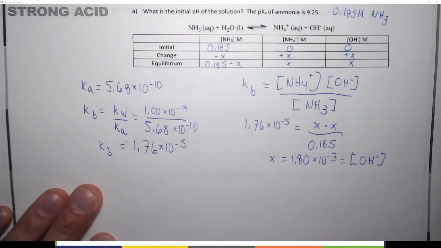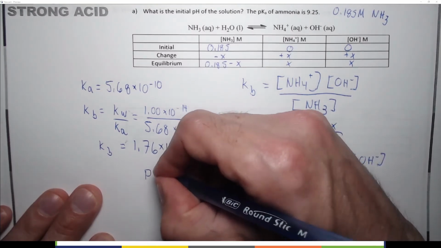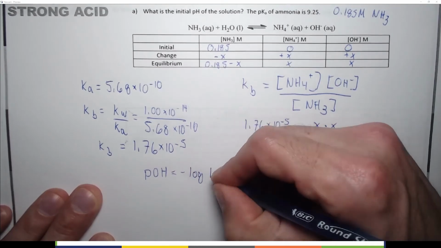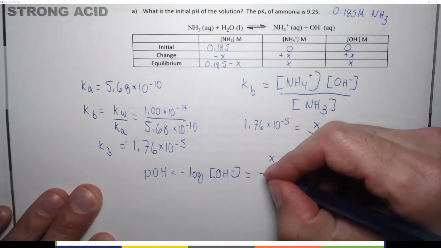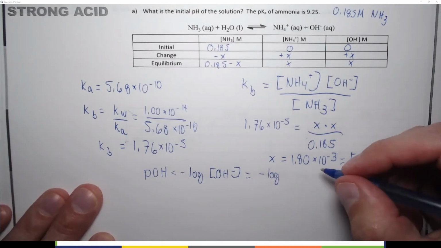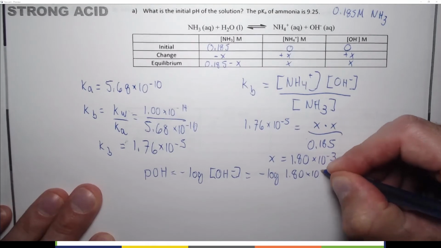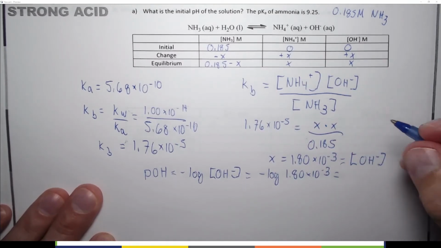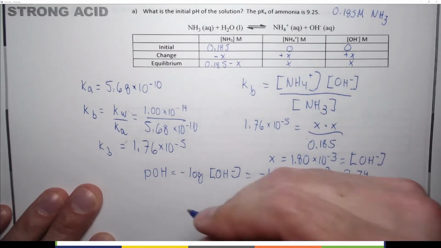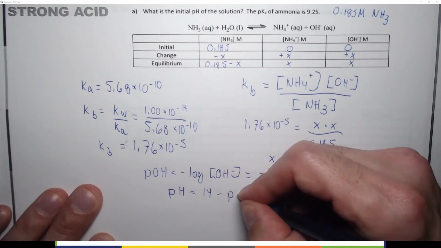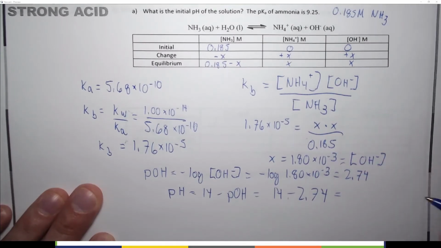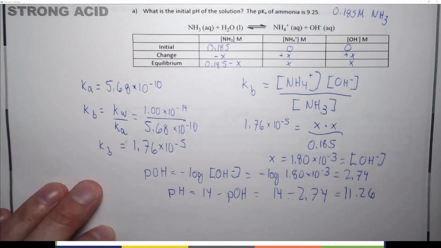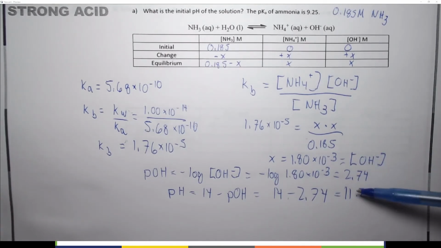So now we can find the pOH. The pOH equals the negative log of the concentration of OH minus, right? So this is x, which is the concentration of OH minus. So we need the negative log of 1.80 times 10 to the minus 3. And when we do all that work, we find that the pOH is 2.74. The pH equals 14 minus the pOH, which equals 14 minus 2.74, which is equal to 11.26. All right, so now we have found that the initial pH of the solution is 11.26.